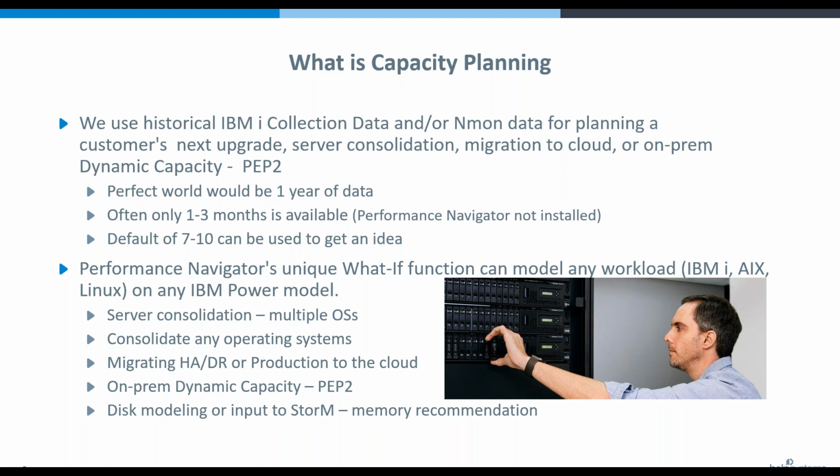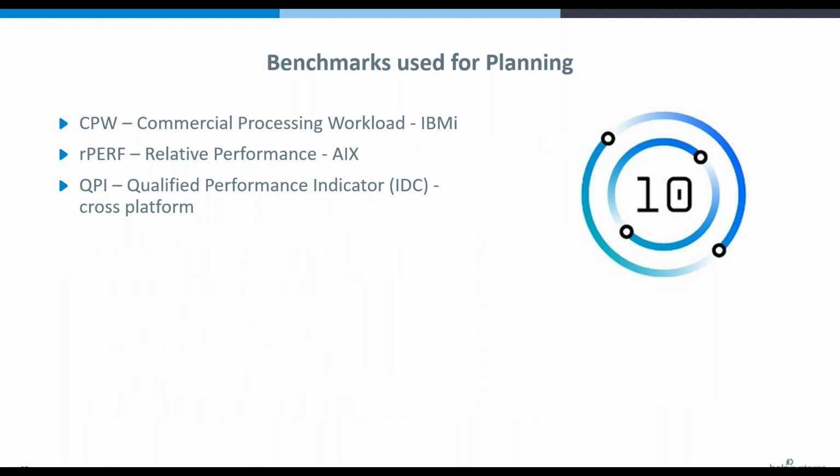But there are a lot of things with Performance Navigator. If you talk about just the what-if functions like server consolidation, we can do multiple OSs. We can consolidate any operating system. We can migrate HR, DR, prod. We can look at going to the cloud. We can do the dynamic capacity PEP2 analysis. And as I mentioned, it's not just about CPU. You also have to figure out memory and disk, so we can do that as well. So it's about all of the hardware, not just CPU, which a lot of times people will just focus on, but it's certainly a little bit more complicated than that.